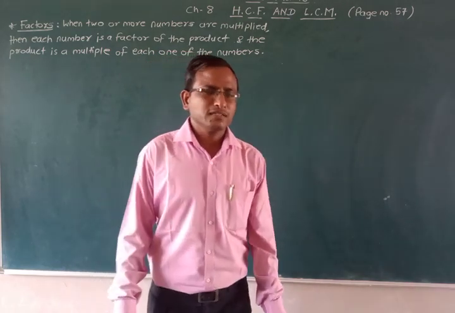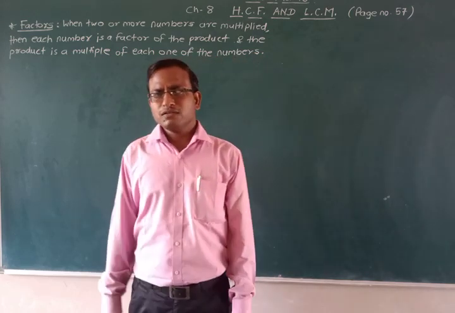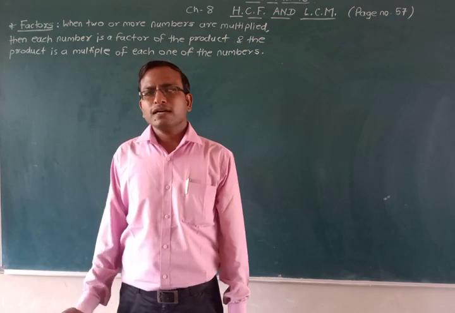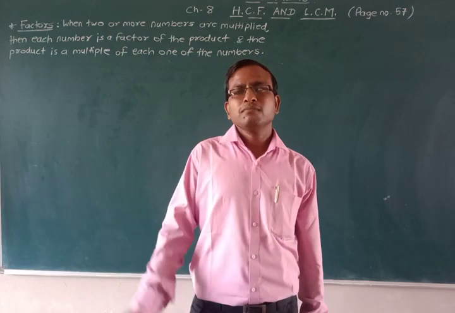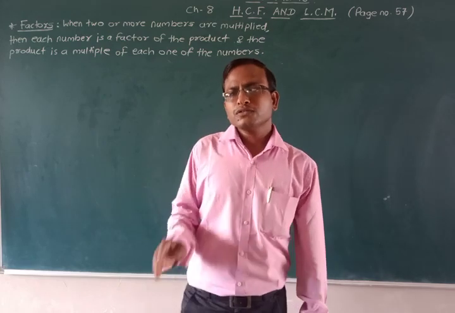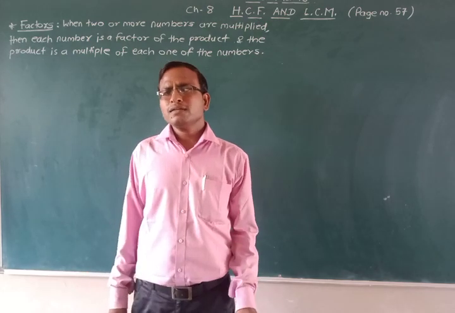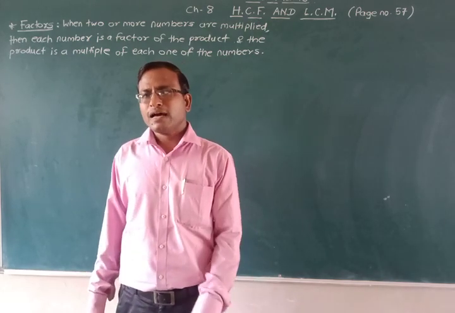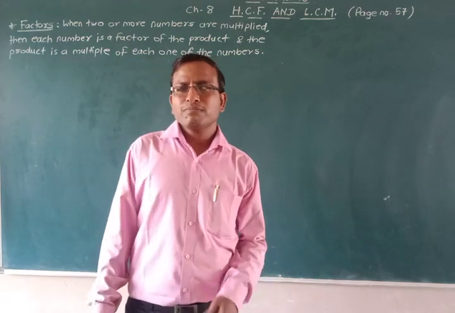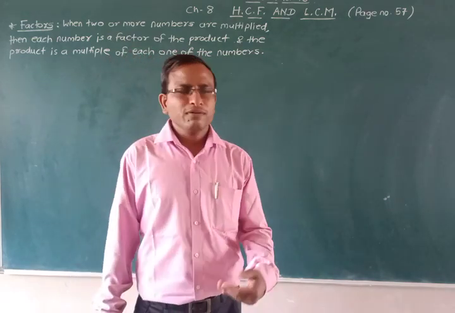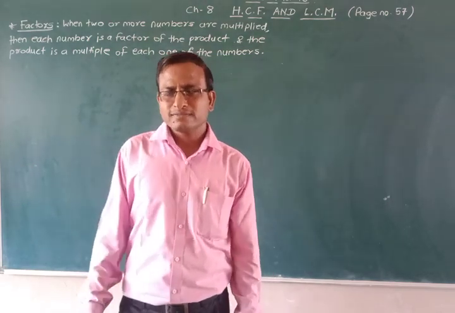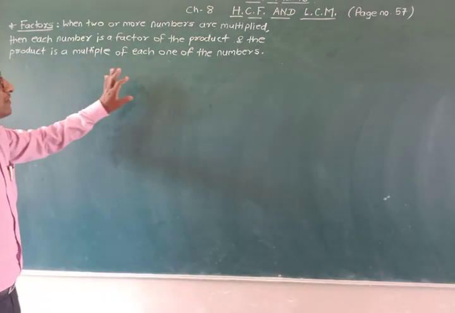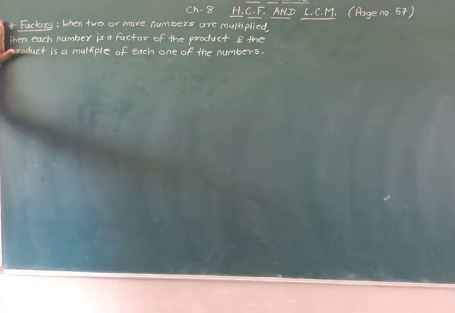Next, odd numbers. Odd numbers are numbers which are not completely divisible by 2. In an odd number the remainder is 1, whereas in an even number the remainder is 0. Examples of odd numbers: 1, 3, 5, 7, 9, 11, 13, 15, 17, 19, 21 up to infinity. So you know all the definitions. Now, in this lesson, first you understand what is meant by factors.